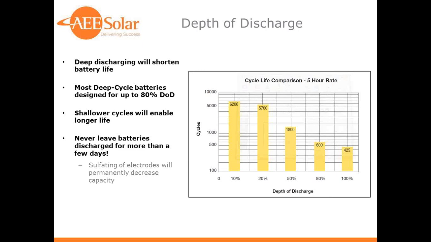Obviously, in an off-grid situation, you may go through many days of cloudy weather where you don't have any charging. You're going to be discharging the battery. But you don't want that to go on too long. You may need to run a generator or have some other power source come in at that point to recharge the batteries.